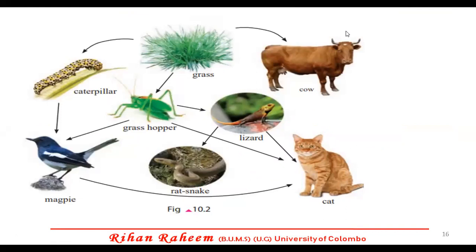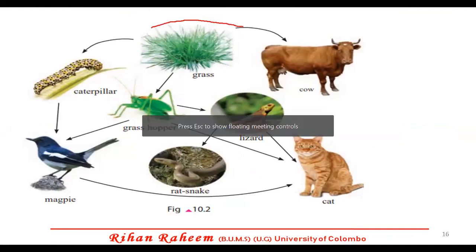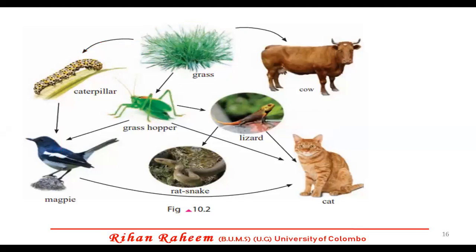If I give a diagram with pictures, it will be like this. Now look at this diagram. Grass is eaten by the caterpillar, and the caterpillar is eaten by the magpie bird. In other words, grass is eaten by the cow, and then the cow is eaten by maybe a lion, tiger, or any other animal.